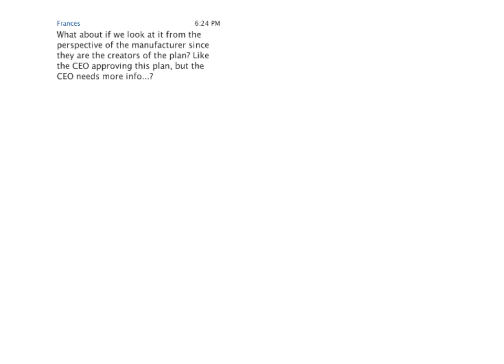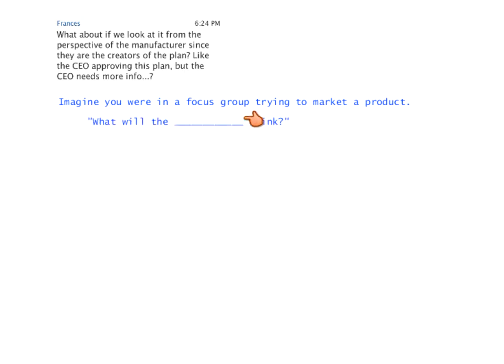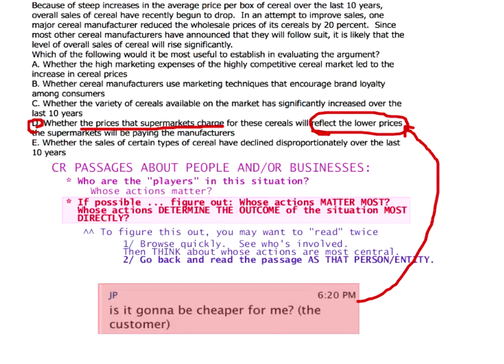And if this is not clear in those words, just imagine that you were doing some sort of focus group. Imagine you were in a focus group trying to market a product. Just fill this blank in. What will the blank think? This is not going to be the CEO, right? This is definitely going to be the shopper. This is going to be the person who's trying to buy the product. So, yeah.